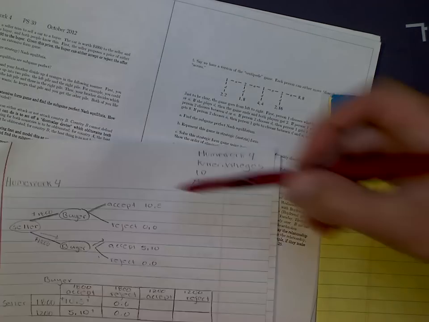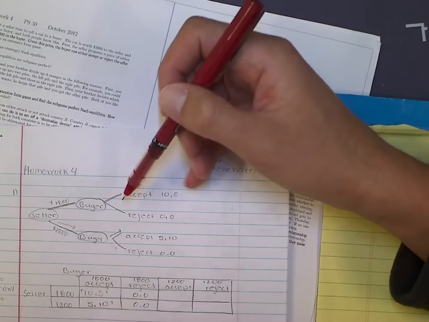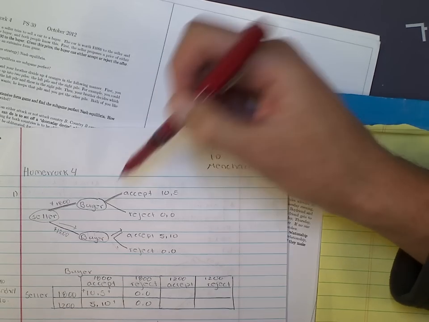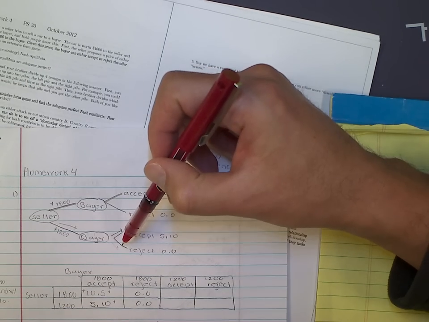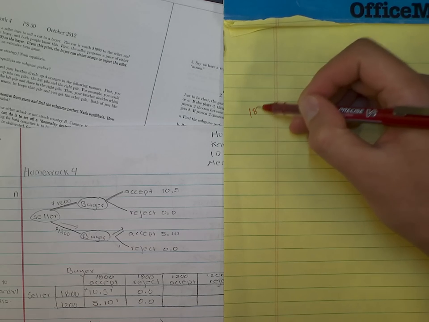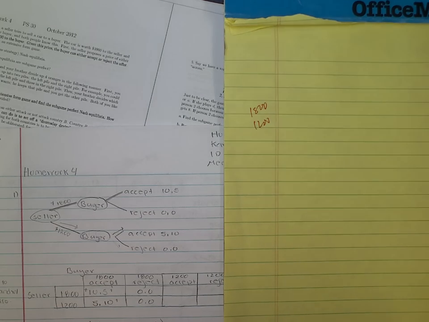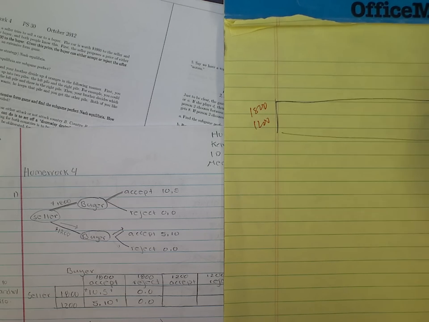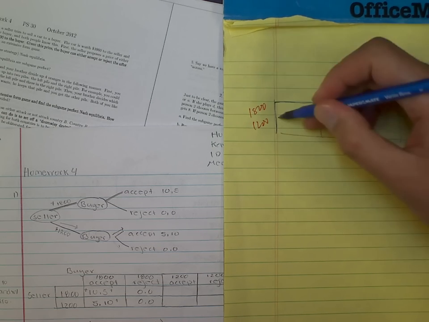Okay, so the seller strategy is 1800, 1200, but how many strategies does the buyer have? So the buyer has 2 nodes, right? You can either accept or reject here, and also either accept or reject here. So the buyer strategies are, so the seller will be 1800 or 1200. So the buyer will actually be something like, he'll have 4 strategies, or she'll have 4 strategies.